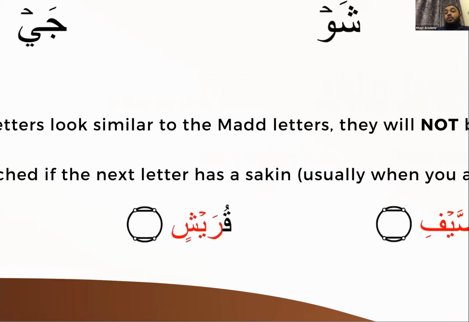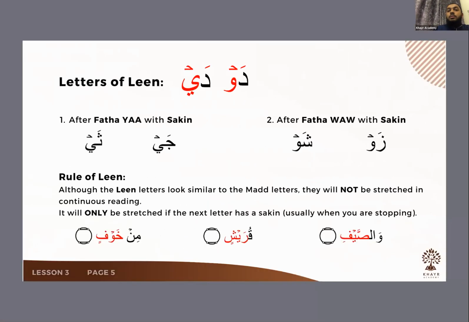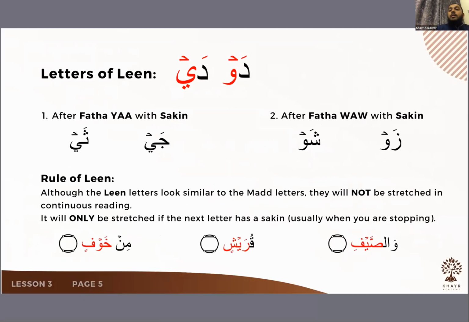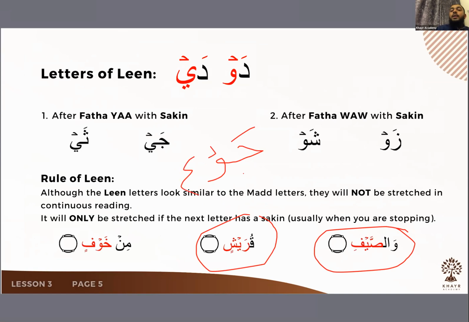قريش إيلافهم. Now look, لإيلاف قريش إيلافهم رحلة الشتاء والصيف. That's another lean after fatha ya sakin. فليعبدوا رب هذا البيت الذي أطعمهم من جوع. That's another lean, jim waw fatha, جوع. وآمنهم من خوف. That's another lean. So Surah Quraysh is full of lean.